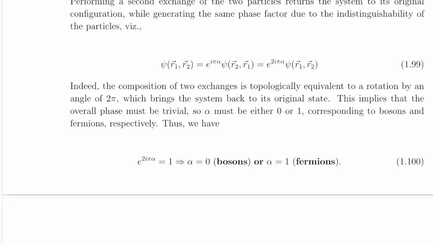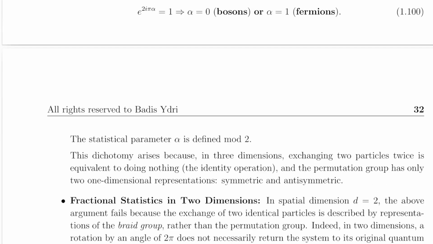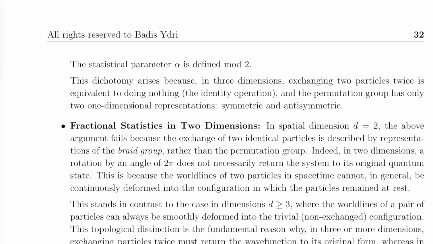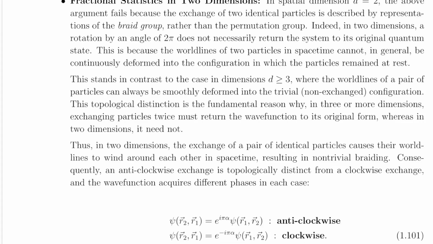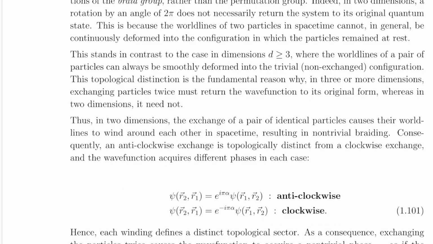But in two dimensions, something entirely new appears. Anyons, particles that obey fractional statistics. Here, the rules are different. Exchanging two particles twice is not the same as doing nothing. The paths they take can wind around each other, and this winding matters. Instead of forming a permutation group, particle exchanges in two dimensions form a braid group. This group allows for richer possibilities.